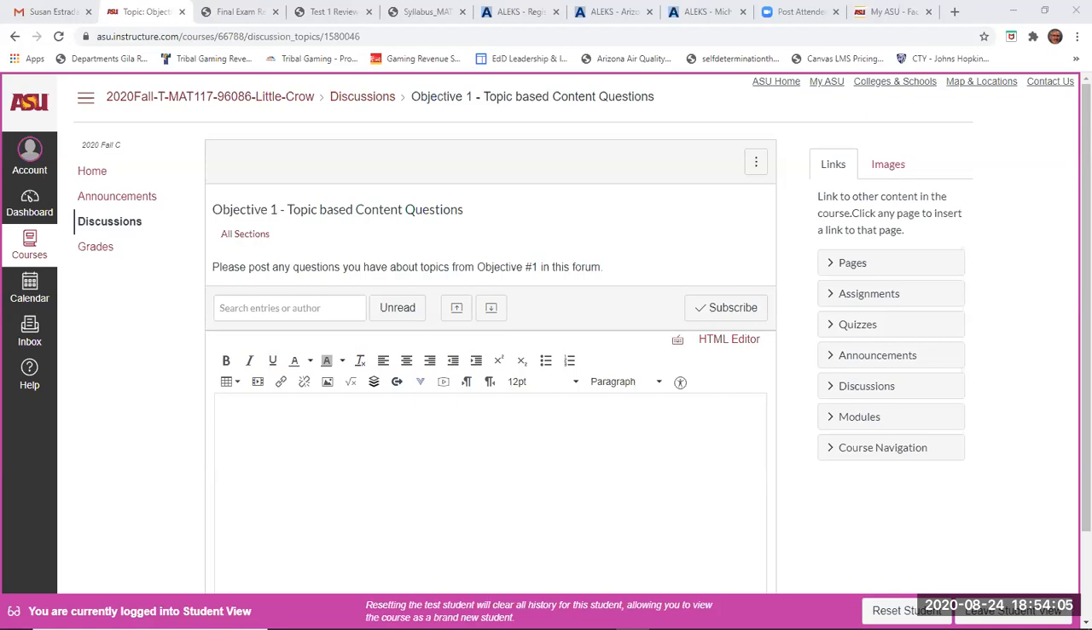Can I use a calculator on the initial knowledge check? Yeah, you can use a calculator on the initial knowledge check. That's good. Have a good evening yourself. Calculators are always allowed, but bring your own, definitely.